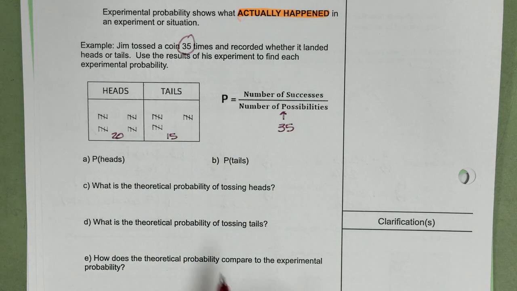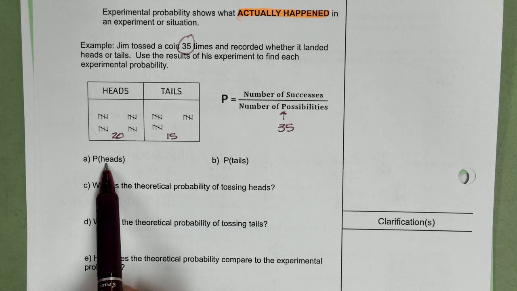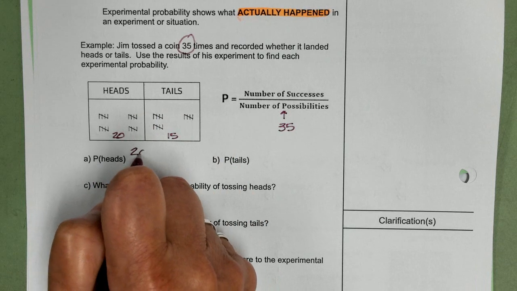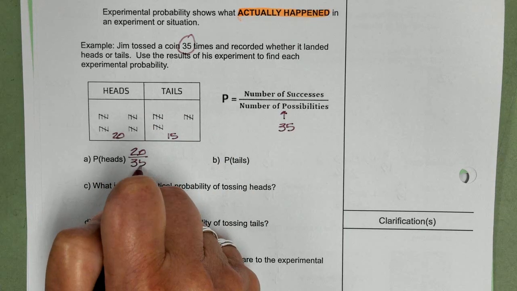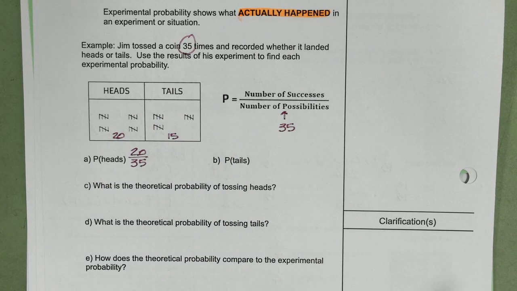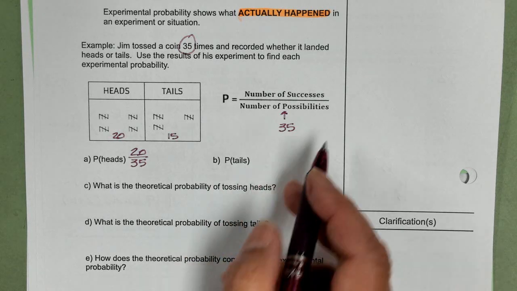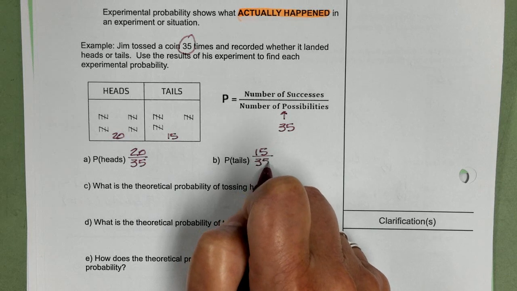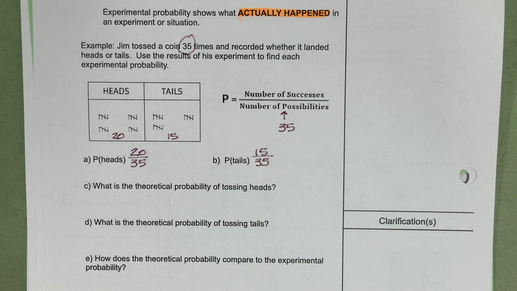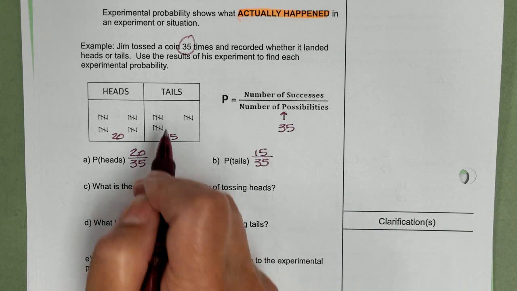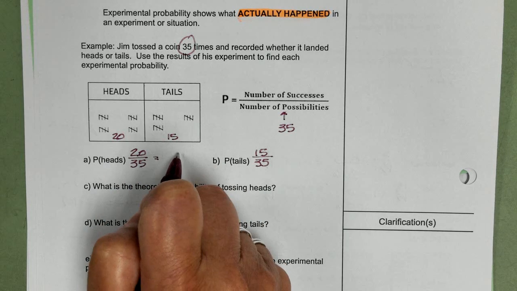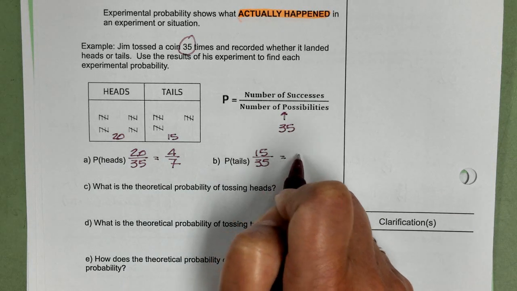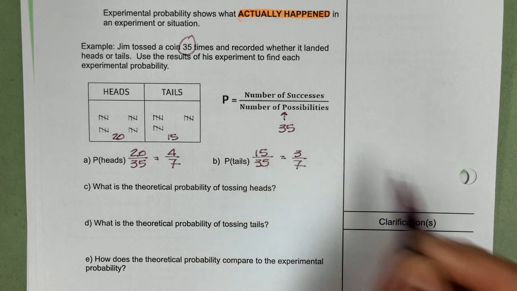Okay, so now we can go ahead and calculate our probability. What was the probability he tossed a heads? Well, he had 20 successful tosses out of 35. To toss tails, he had 15 successful tosses out of 35. Okay? Now we're going to do a little reducing here. This becomes 4/7, and this becomes 3/7.